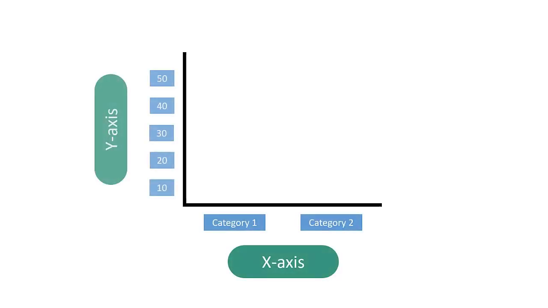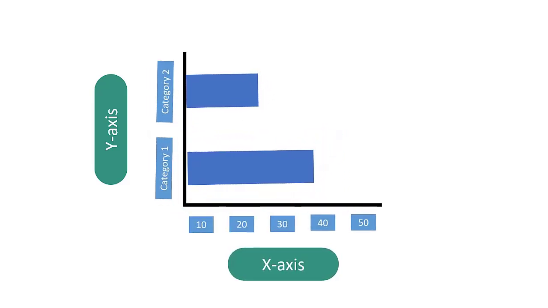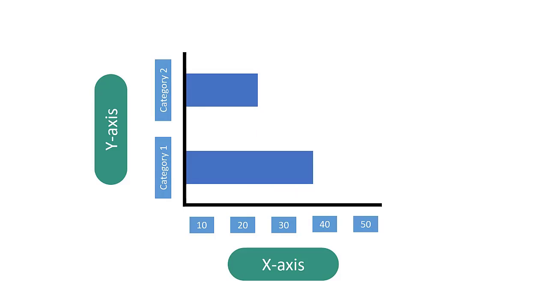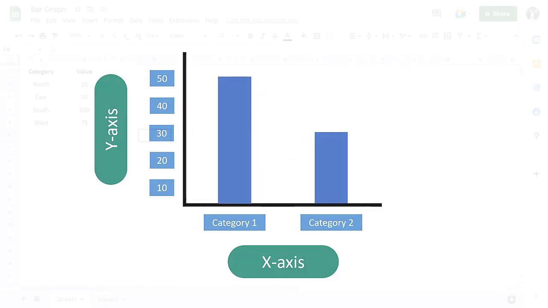If you're not familiar with a bar graph, it's simply a graph with categories on the horizontal or x-axis and values on the vertical or y-axis. A bar is then drawn for each category to represent the value that is related to each category. Bar graphs can also be drawn with the categories on the y-axis and values on the x-axis, but this will be covered in a later video. For now, we will be focusing on the standard vertical type of bar graph that you see here.